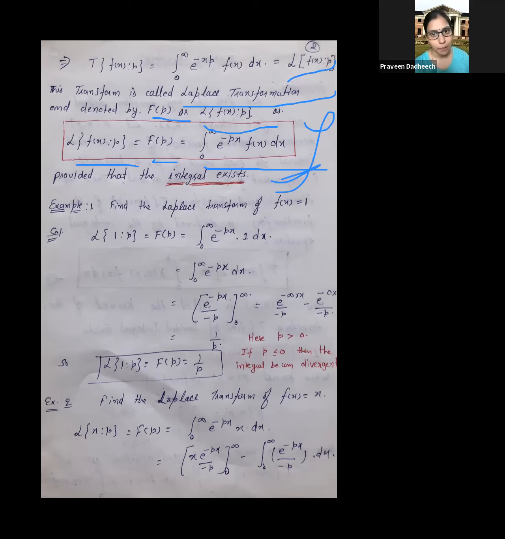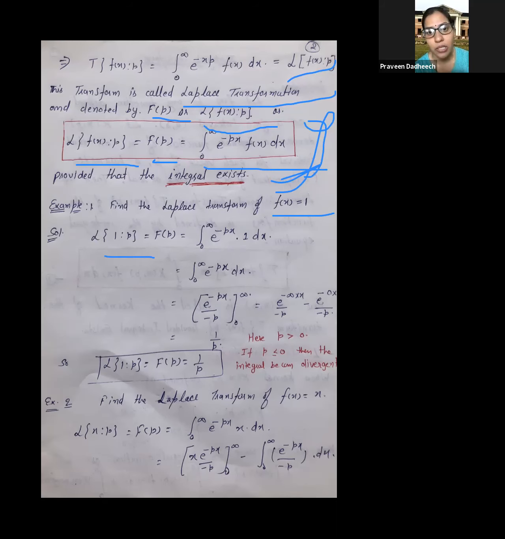Now we take some examples to make it clear. These examples are basically our important formulas. For basic information, we are deriving these formulas, but further on we have to remember them. Now if we take the function f(x) equals 1, we have to find the Laplace transformation of f(x). Using the definition of Laplace transformation, what is it? The integral from 0 to infinity of e to the power minus px f(x) dx.